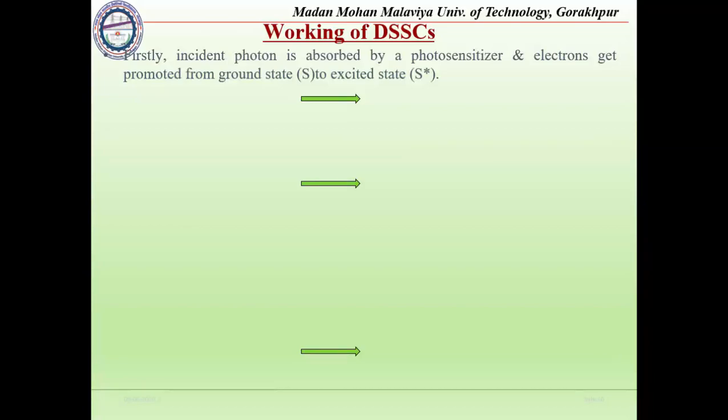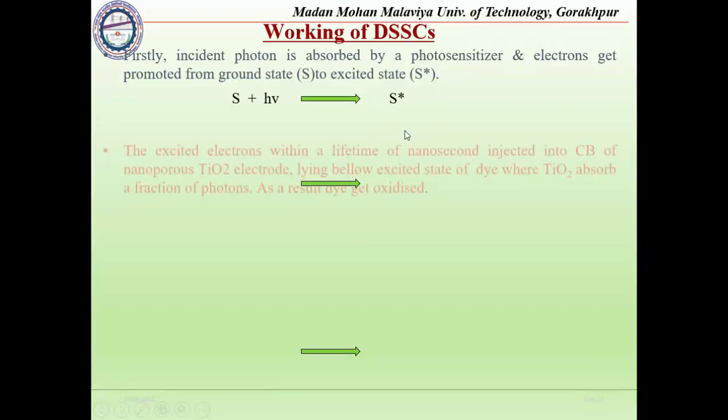Now what is the operational mechanism of the dye-sensitized solar cell? These are the points regarding this. Firstly, light is incident on the effective area of the solar cell and is absorbed by the dye, that is the photosensitizer, and the electron gets promoted from the ground state to the excited state. This is the reaction. First of all, this is the initial state of the dye. It will absorb the sunlight radiation and that will lead to the excited state, a higher energy state.